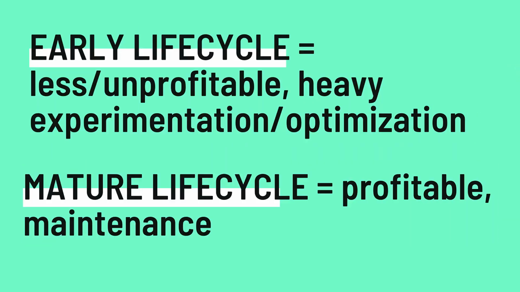Also, in the early life cycle, you can typically expect to be less profitable or unprofitable, with heavy experimentation and optimization. So there's a lot of heavy lifting. It's much more dynamic earlier in a product's life cycle, versus one that's more mature, where you've already stabilized those Pareto pay-per-click words that are bringing in most of the sales. It's much more about bringing in the profits, maintaining, maybe doing some minor experiments.